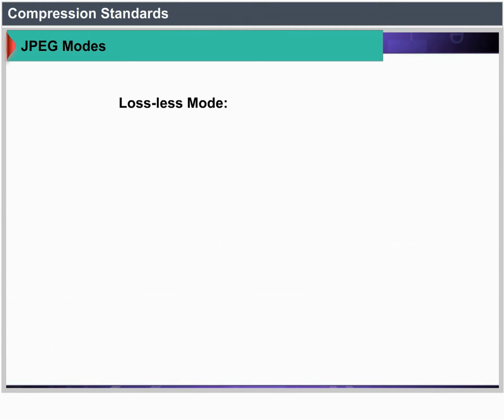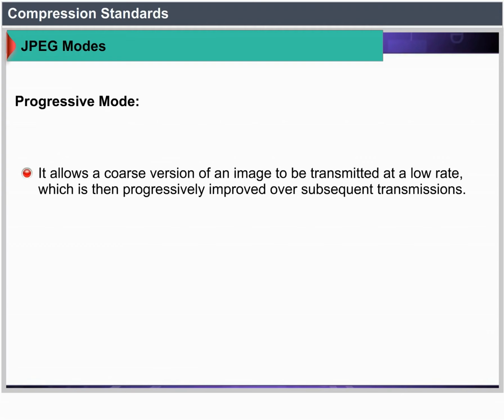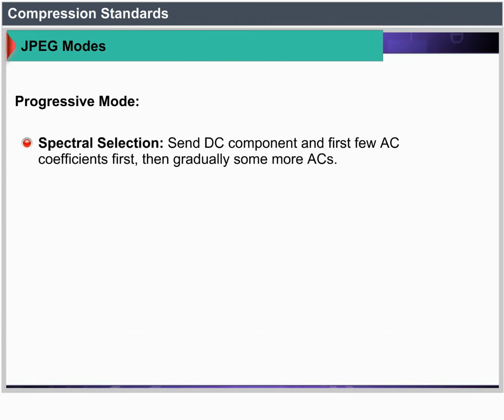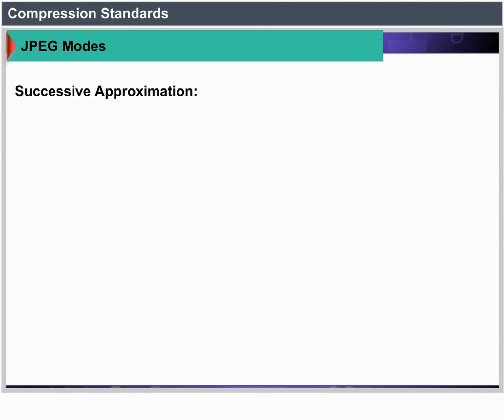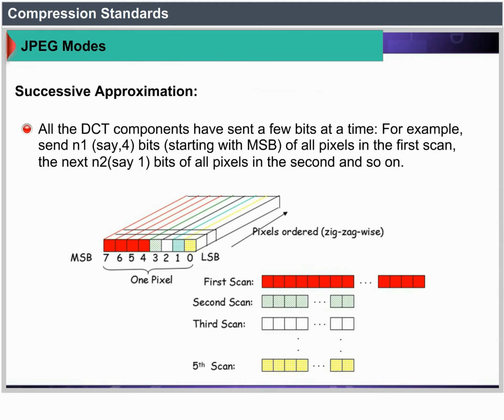Progressive mode. It allows a coarse version of an image to be transmitted at a low rate, which is then progressively improved over subsequent transmissions. Spectral selection. Send DC component and first few AC coefficients first, then gradually some more ACs. Successive approximation. All the DCT components are sent few bits at a time. For example, send N1, say 4 bits, starting with MSB, of all pixels in the first scan. The next N2, say 1, bits of all pixels in the second, and so on.